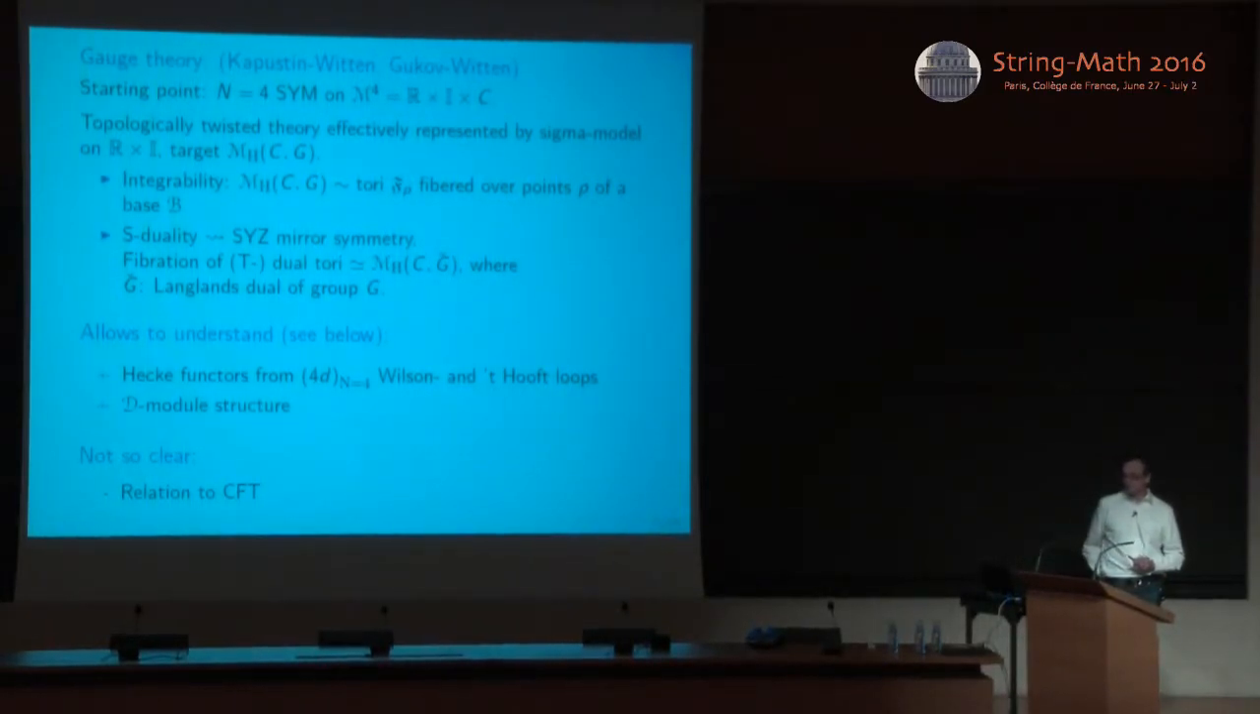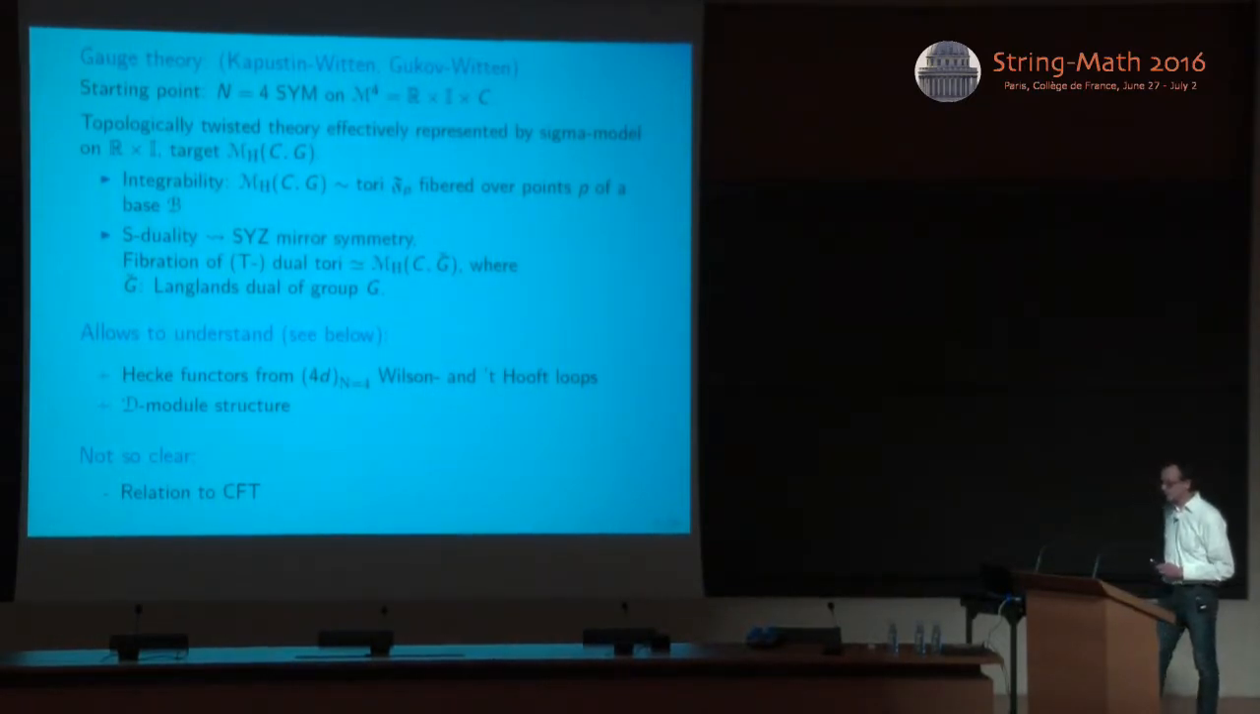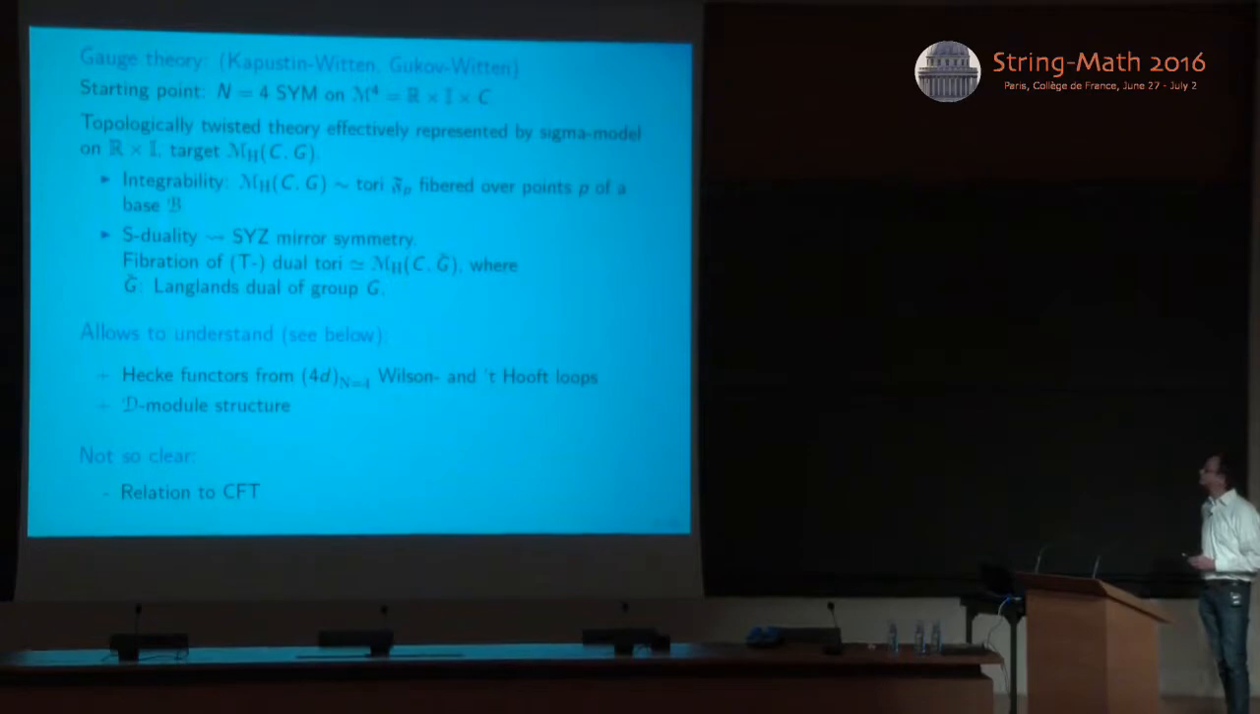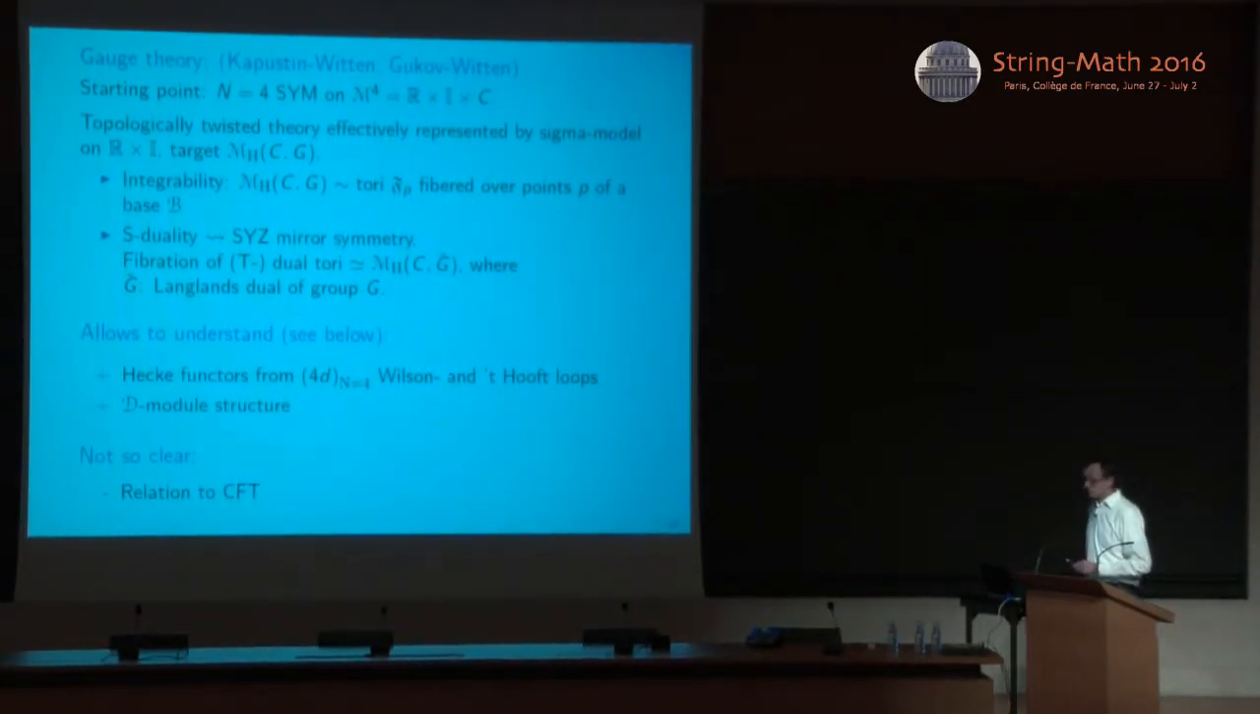So first of all, when one considers the topological twist of this supersymmetric Yang-Mills theory, it can be argued that it can be effectively compactified on the Riemann surface C, and that this compactification is effectively represented by a sigma model on whatever remains, R cross interval I, and the sigma model that we obtain has the target being the Hitchin moduli space. So again, here it is, the Hitchin moduli space. Well, you have heard about it already before.